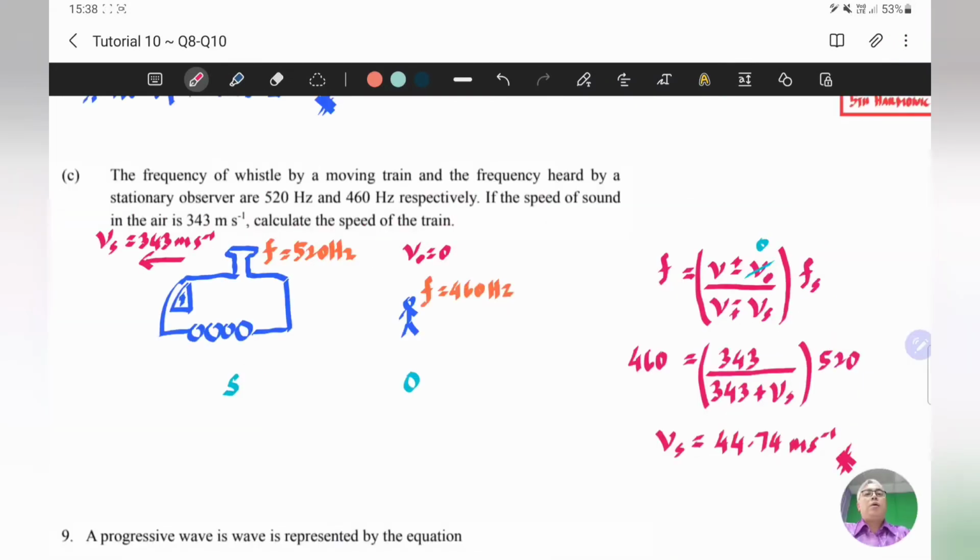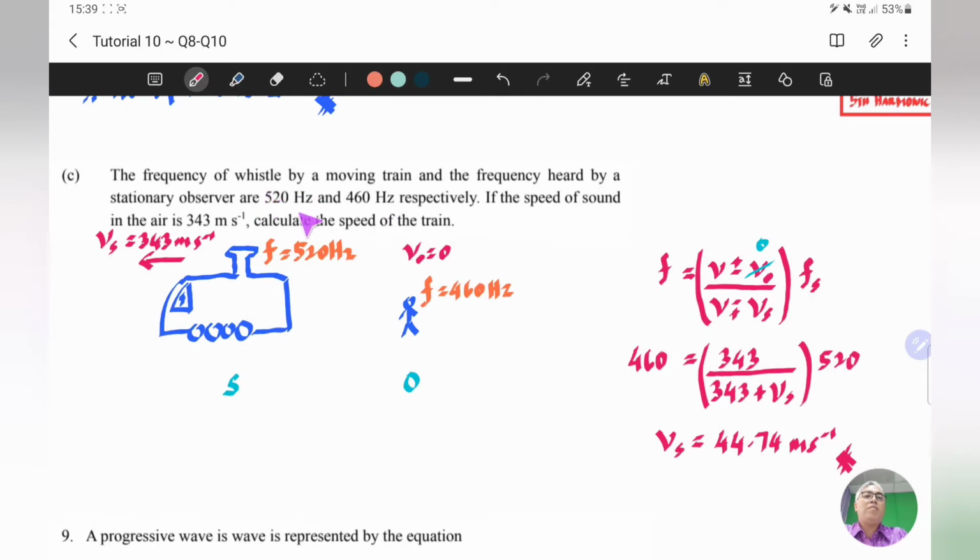Alright. Next, question number 8C. What do we have? The frequency of the whistle of a moving train. So the sound is produced by the train, which means the train is the source. And the frequency heard by a stationary observer. This is the main keyword, observer, which is stationary or static. They are 520 Hz and 460 Hz respectively.